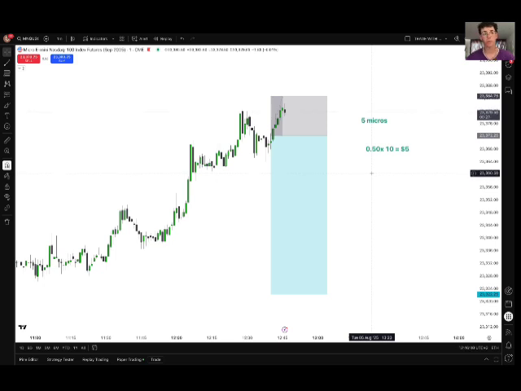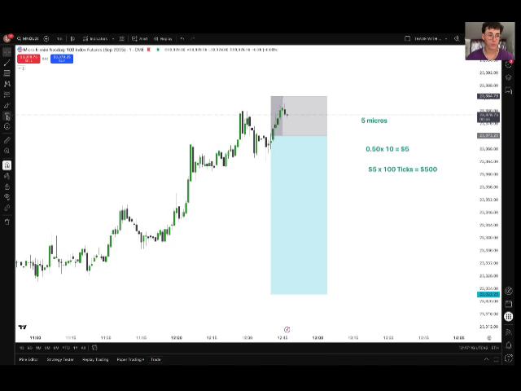So if you're going to put 10 micros, that's the same as putting, for example, 1 mini, because 1 mini per tick represents $5. So if you are going to risk $5 per tick, then you simply have to do 5 times, for example, 100 ticks, which is 500. So you are risking 500.